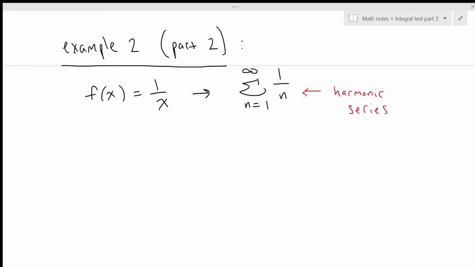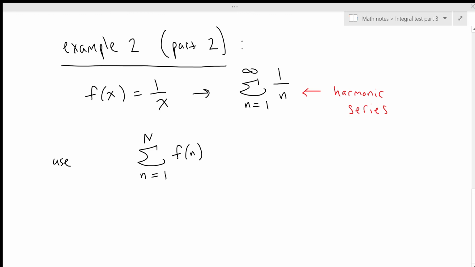We're going to prove that this series diverges, and to do it we're going to use this lower bound on the partial sums. So we're going to look at the partial sum from 1 to capital N of f of n. You may remember from our second video that we derived this inequality. So the partial sum is greater than or equal to the integral from 1 to capital N plus 1 of f of x. Now we have to evaluate that integral.